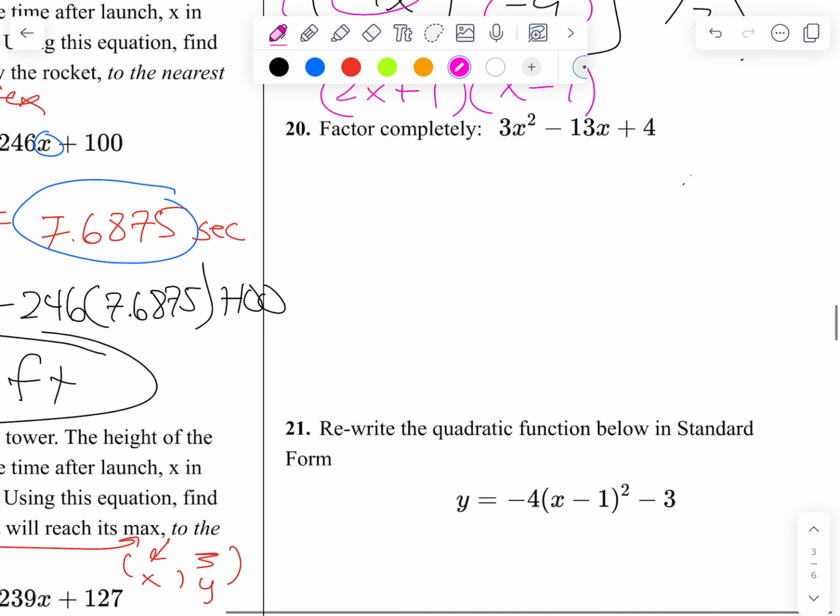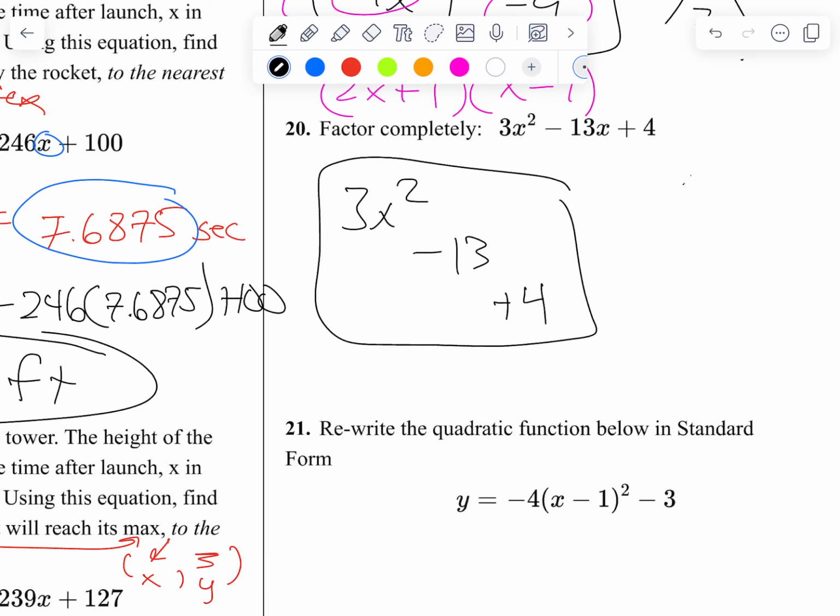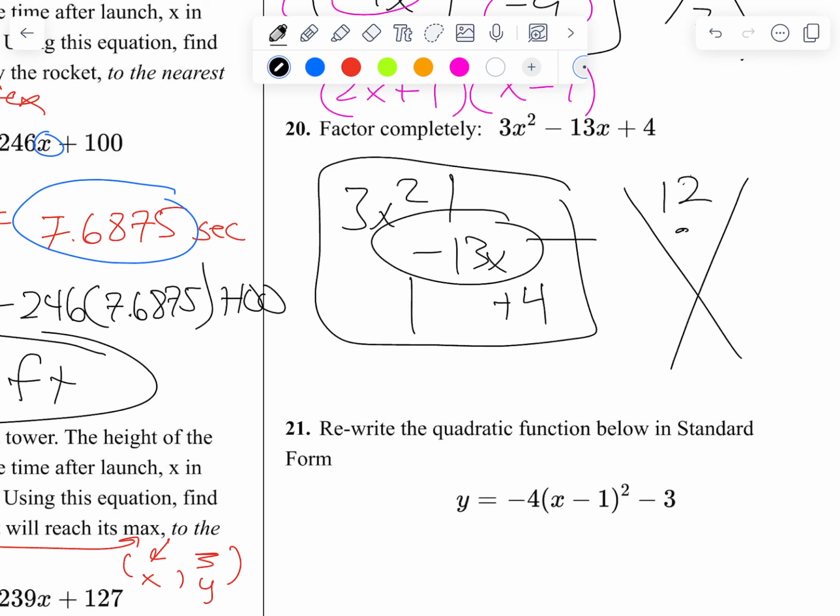Factor completely again. Three times 4 is 12. So it has to multiply to 12, has to add to negative 13. I think numbers 12 and 1 would work, but they both have to be negative. So I put negative 12x and negative 1x.